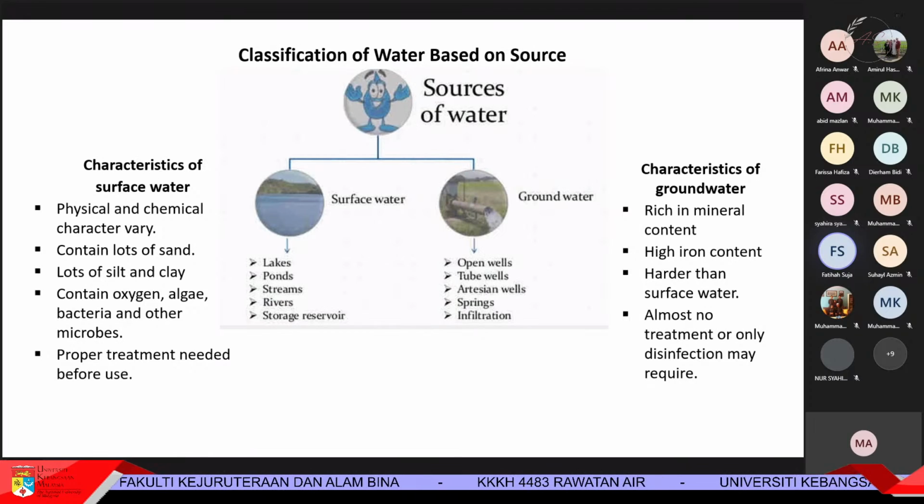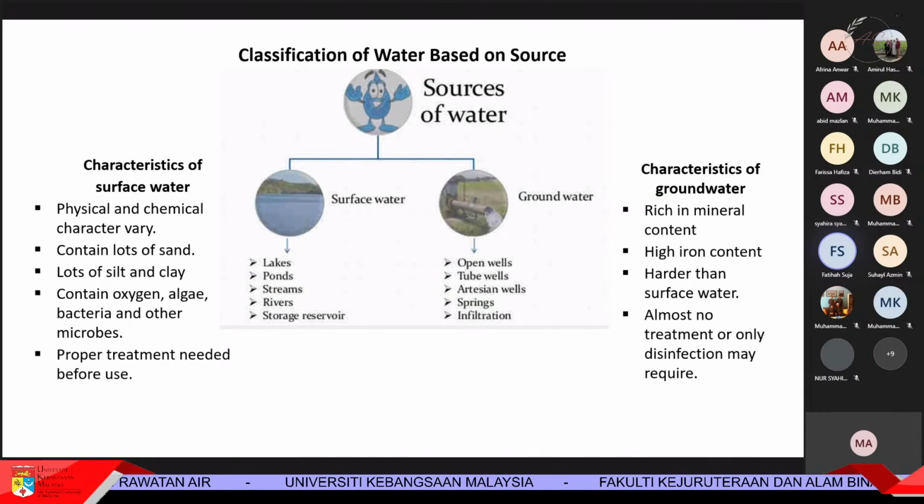Usually the general characteristics of groundwater: they are rich in mineral content, high iron content, harder than surface water, and almost no treatment or only disinfection may be required. This is generally for groundwater. But for your case study, for your treatment design, I want you to explore more on the various water sources that have been contaminated with the parameters that you choose. So if you have these contaminants in the water source, you know the type of treatment that you need to use. Okay.